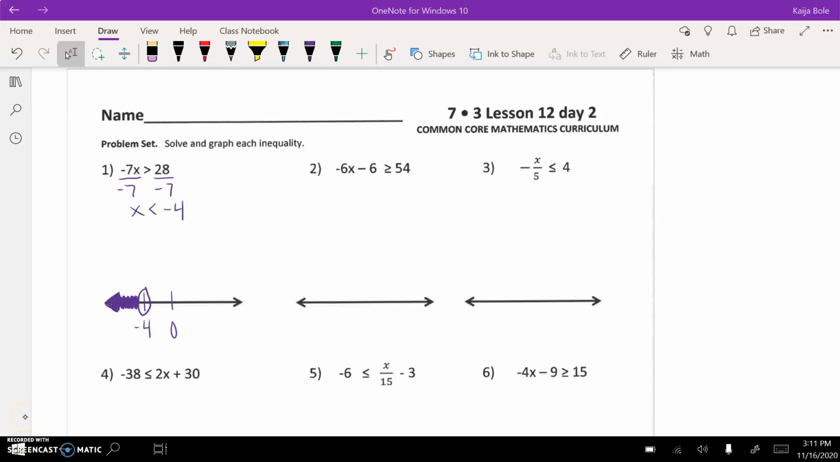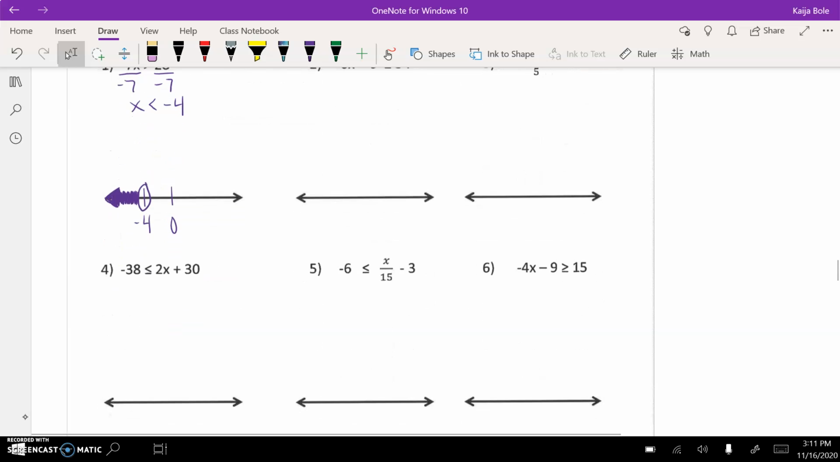All right, so number 2 would technically have 2 steps. I'm actually going to skip down to number 5. So first I would add 3 to both sides. So I would have -3 less than or equal to x over 15. And now remember, that's like 1x over 15, so I can multiply both sides by 15 over 1. So I would have -45 less than or equal to x.